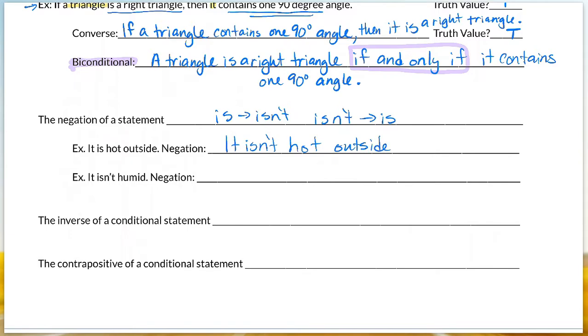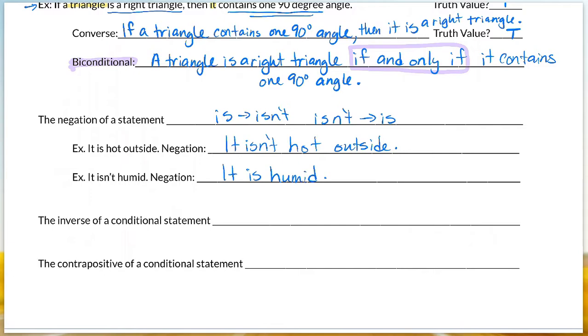If it isn't humid, and we want to negate that, then it is humid. Some people say it isn't not humid. I would also accept that, although it's strange, like double negatives, it gets weird.